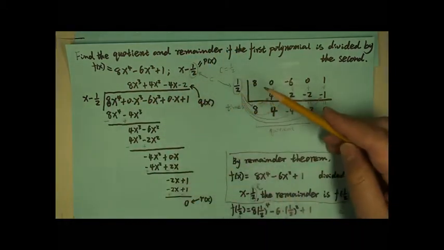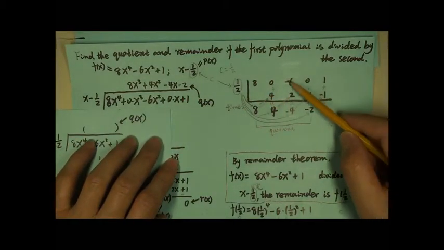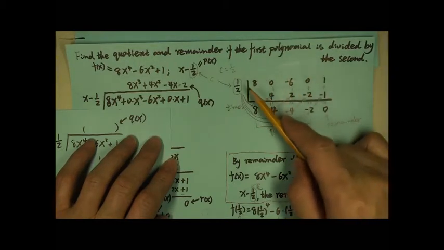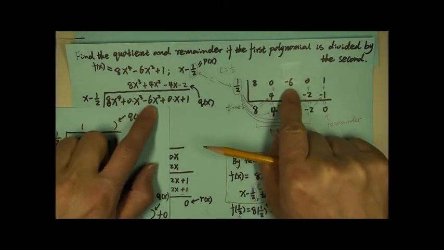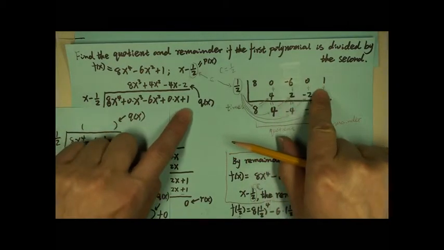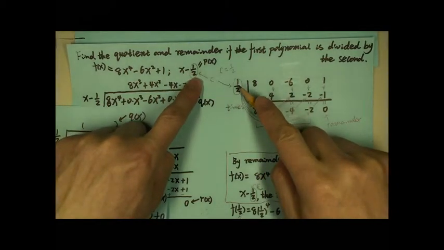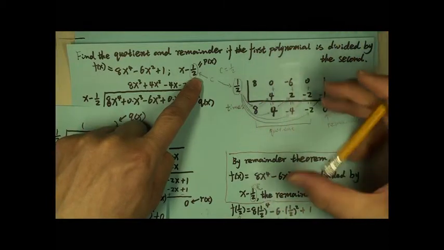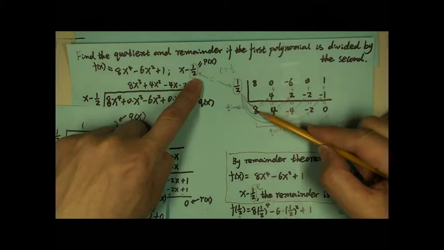But we have learned synthetic division. We like to do it this way. Okay. Now you copy 8, 0, negative 6, 0, 1. And again, for negative 1/2, you always want to put positive 1/2 here. Let's do the synthetic division. 8, move down.